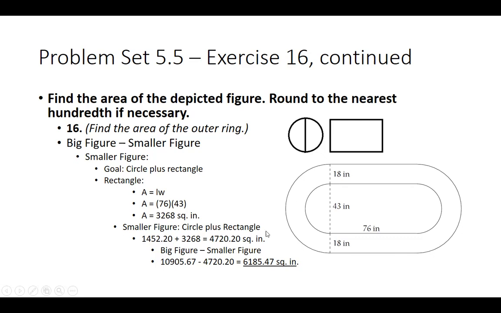Finally, the big figure minus the smaller figure is just going to give us the outer ring that we want. So 10,905.67 minus 4,720.20 gives us 6,185.47 square inches. So all of that to find the area of the outer ring.